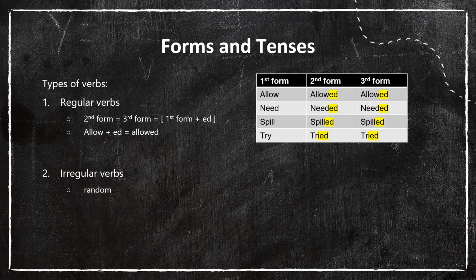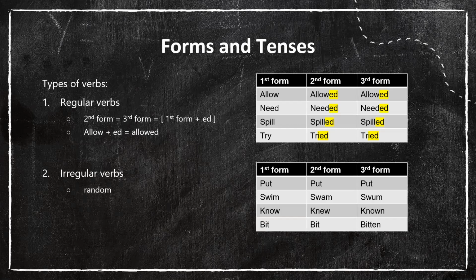I guarantee that you already know some of these forms, and some of them are pretty easy. For example, put. Put is an irregular verb because it doesn't follow the classic pattern. Instead, it has an irregular form for both the second and the third form. So we don't say put, putted, putted. We say put, put, put. Pretty easy, right? Other verbs, however, are not as easy. For example, swim, swam, swum. Know, knew, known. Bit, bit, bitten.